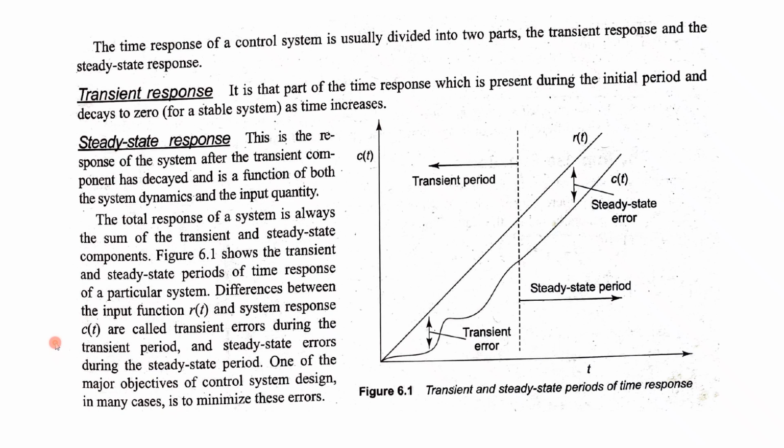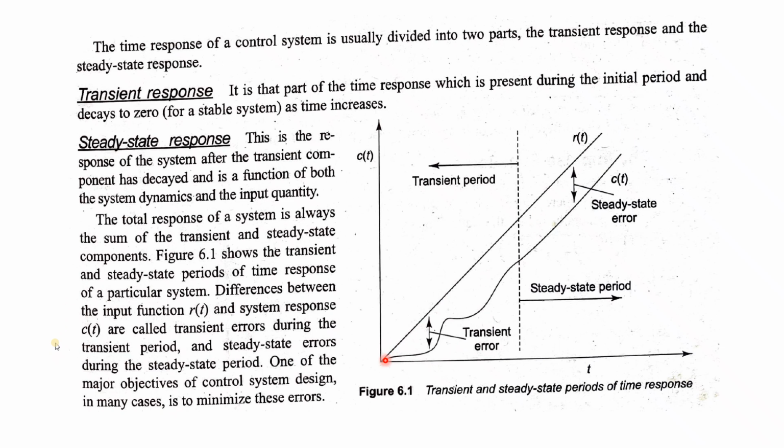Okay, so transient response is the same as you have studied earlier in your circuit theory or network theory, that it is that part of the time response which is present during the initial period and decays to zero as time increases. That means whenever there is a sudden change in a system, there will be some transient. That means the response which you will get will not be as per the desired input. You will get some variations, random or abrupt variations. After that, slowly the variation changes and you get a steady state response.